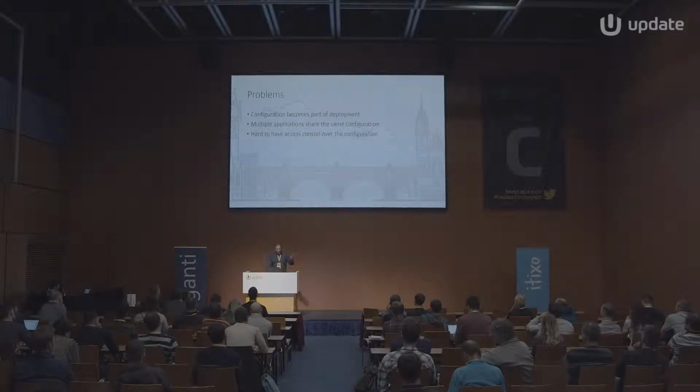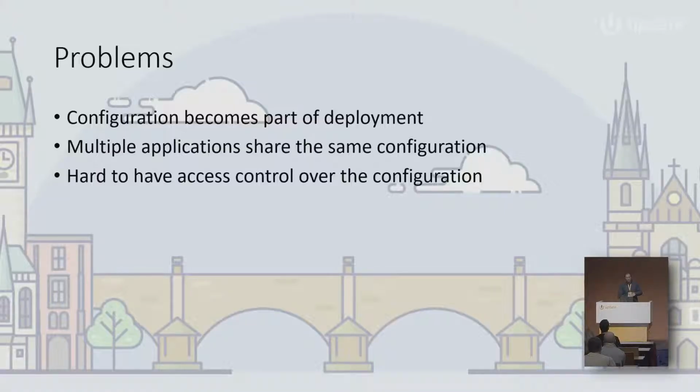So there's a problem, basically. Your configuration is part of the deployment. When you deploy this application, the configurations go with it. There are multiple applications that share the same configuration. It's the same database they're all connecting to. It's hard to access control it. You don't know who actually last touched it. Was it Peter? Was it Paul? Who knows? Somebody actually modified it, but we don't know who.